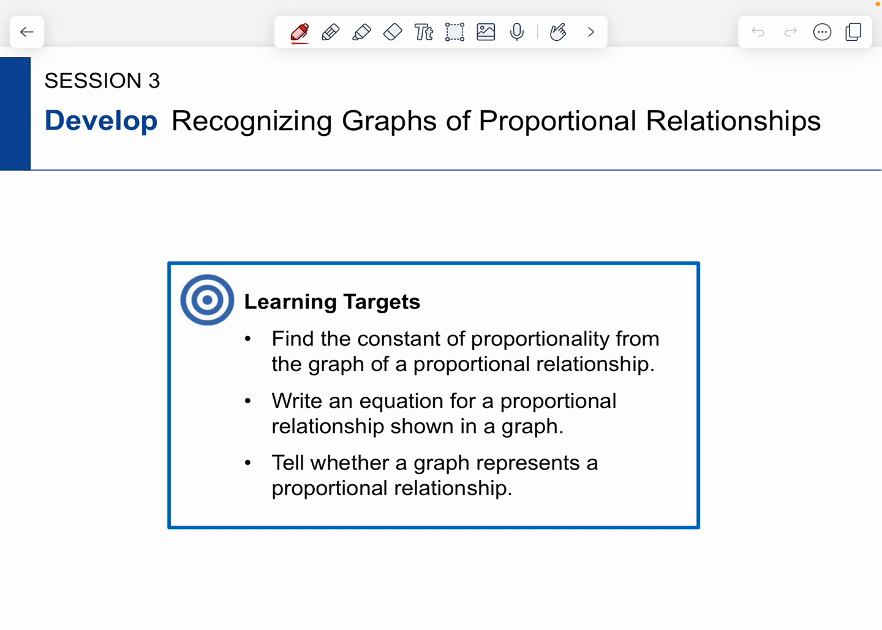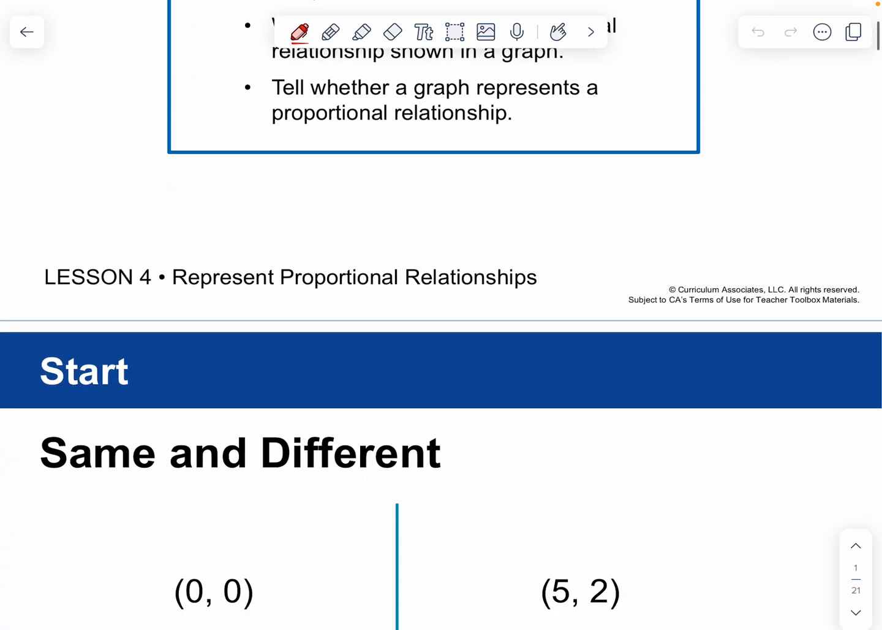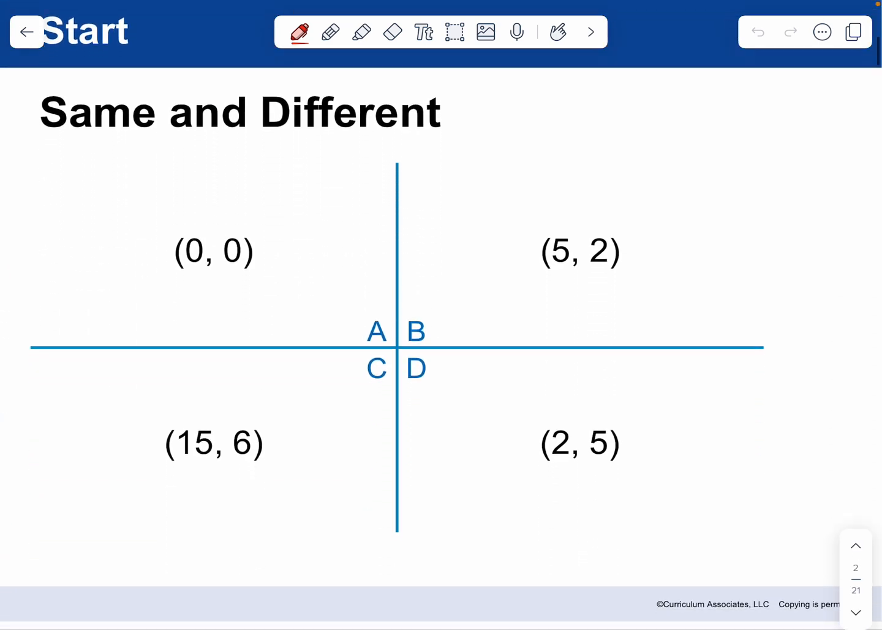This is Lesson 4, Session 3, Recognizing Graphs of Proportional Relationships. In the past two sessions, we hit learning targets 1 and 2, and today we'll be focusing mainly on the third one, tell whether a graph represents a proportional relationship. You can look at this and see if you think these are the same, if there are any that are different.